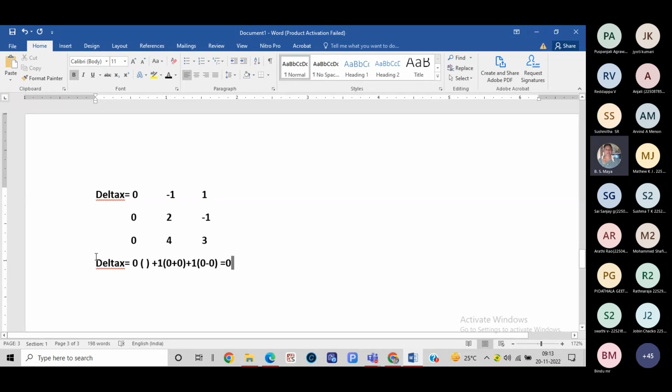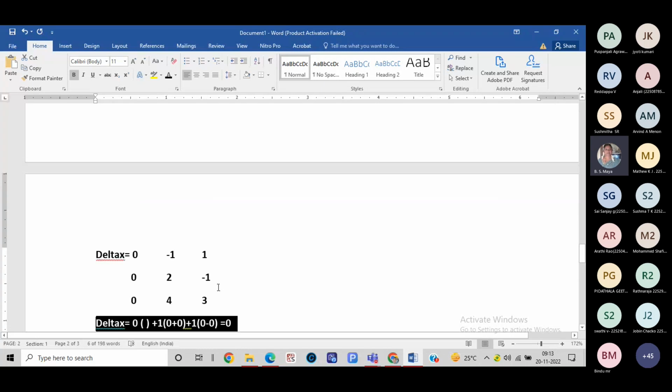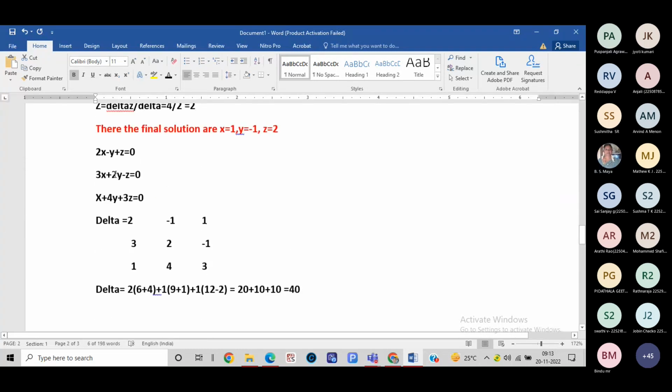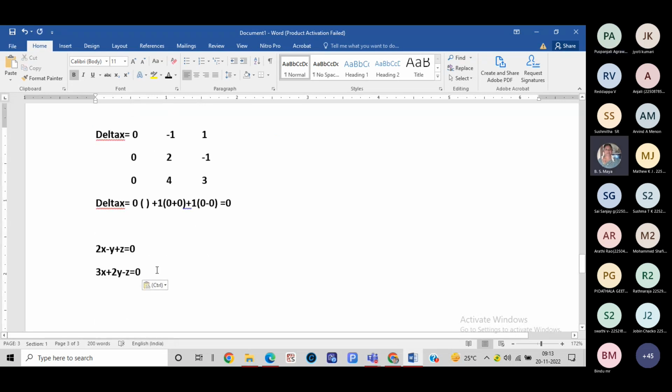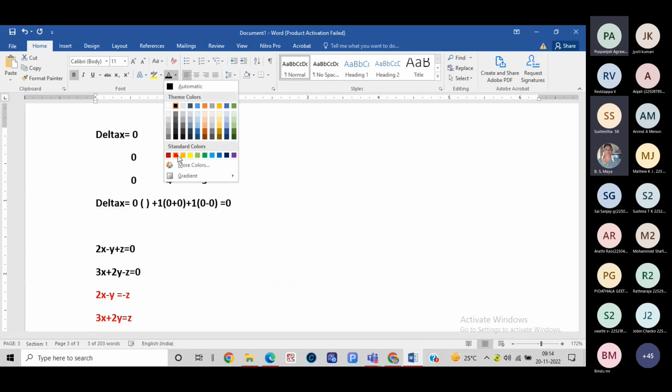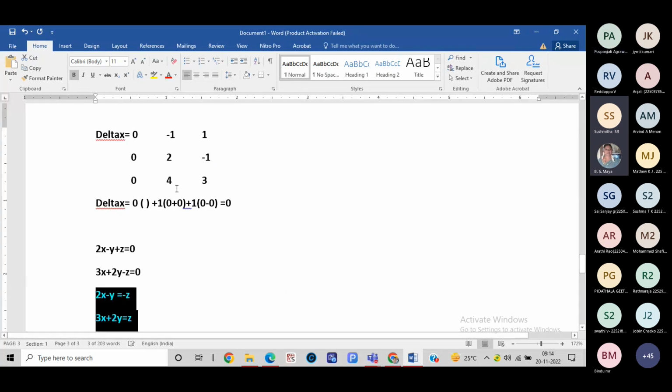Then what is the next method? If it is a homogeneous system, I can't find delta x, delta y, delta z because that value also gets 0. Then what to do? You have to take any two equations. Then you have to represent in another form. 2x minus y is equal to minus z. Next we take 3x plus 2y is equal to plus z. So I am representing these to find the solution for that homogeneous equation. Clear?